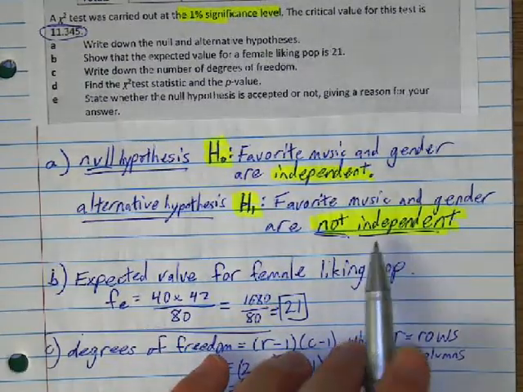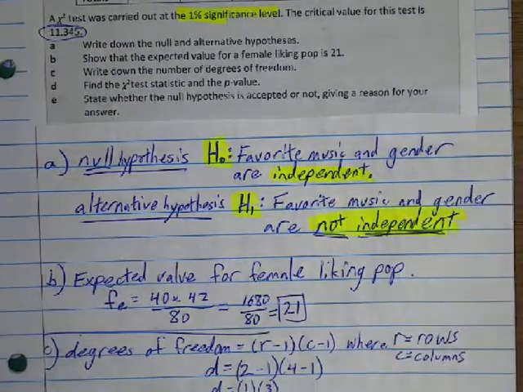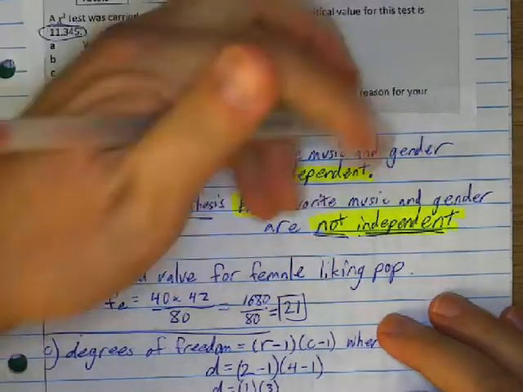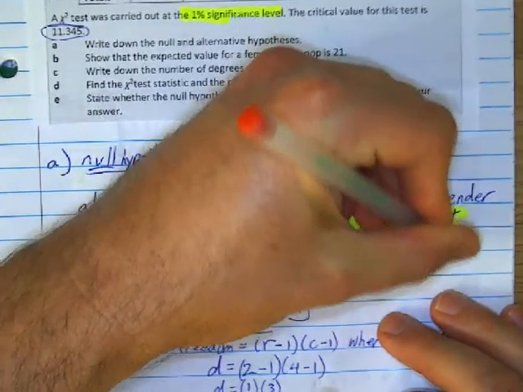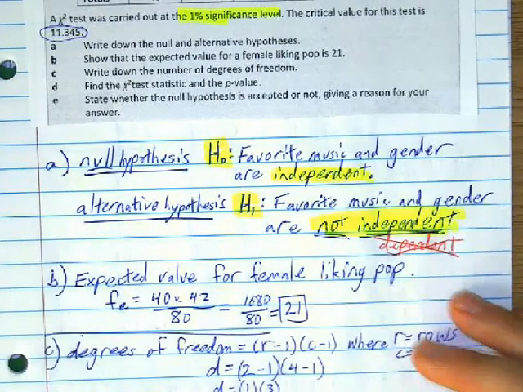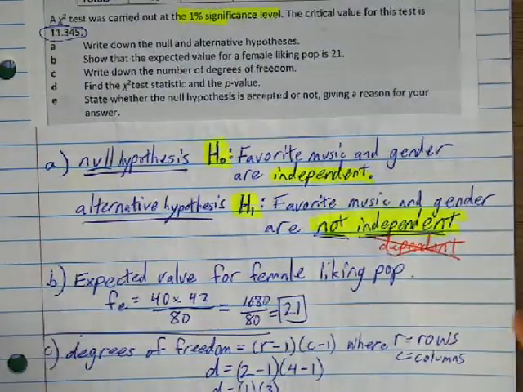Do not write dependent. In fact, I'm going to write this down. Do not write dependent, because that's not what IB wants to see. And there's a reason. I can talk about that later.